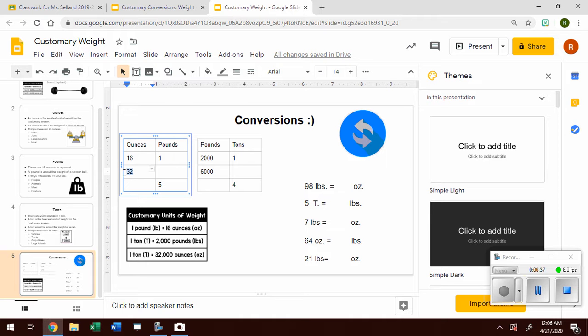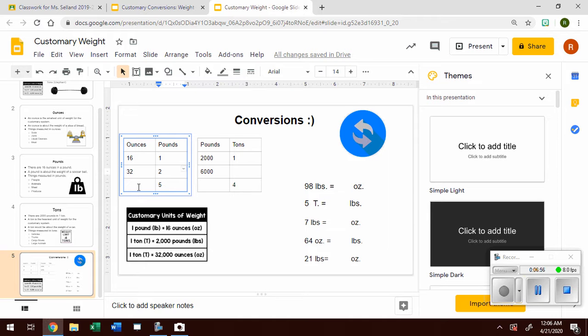I am going to divide the amount of ounces by the amount of ounces per pound. So I am going to take 32 divided by 16. I know that 32 divided by 16 is 2.